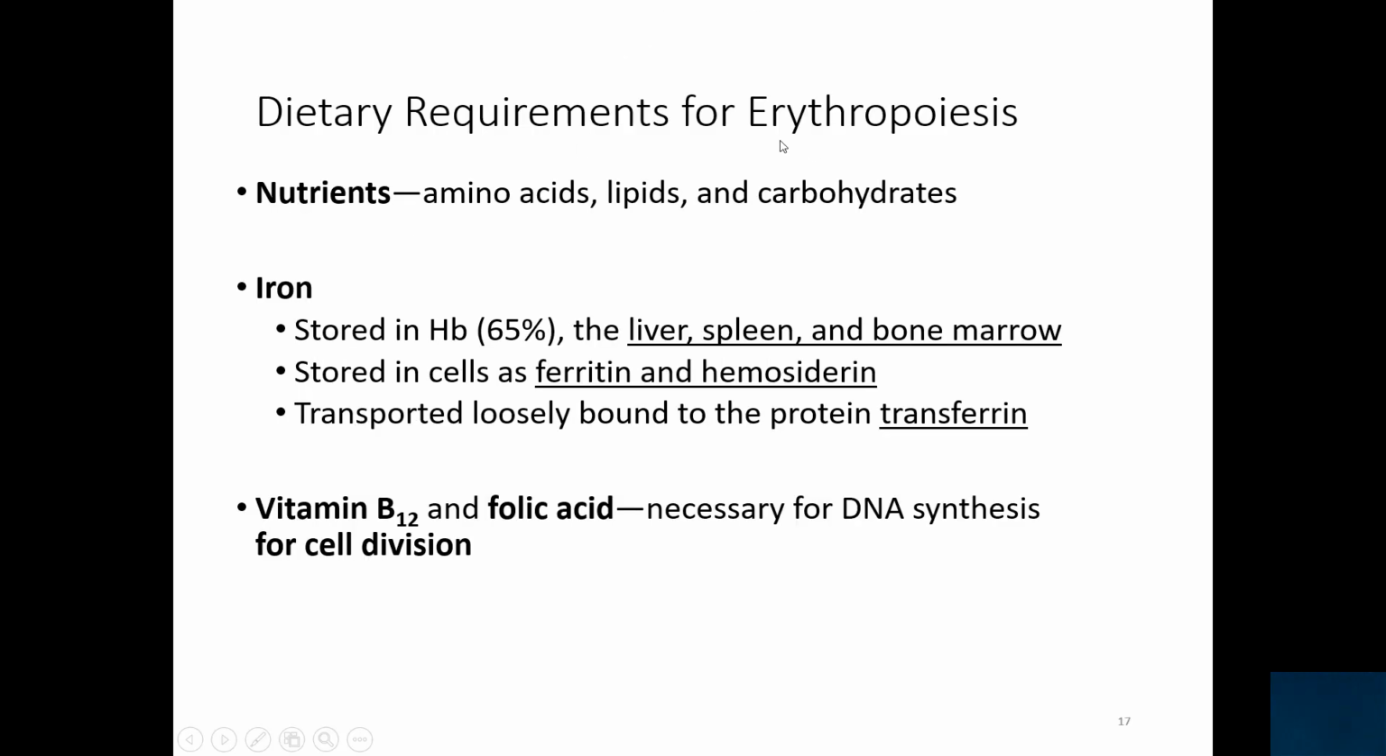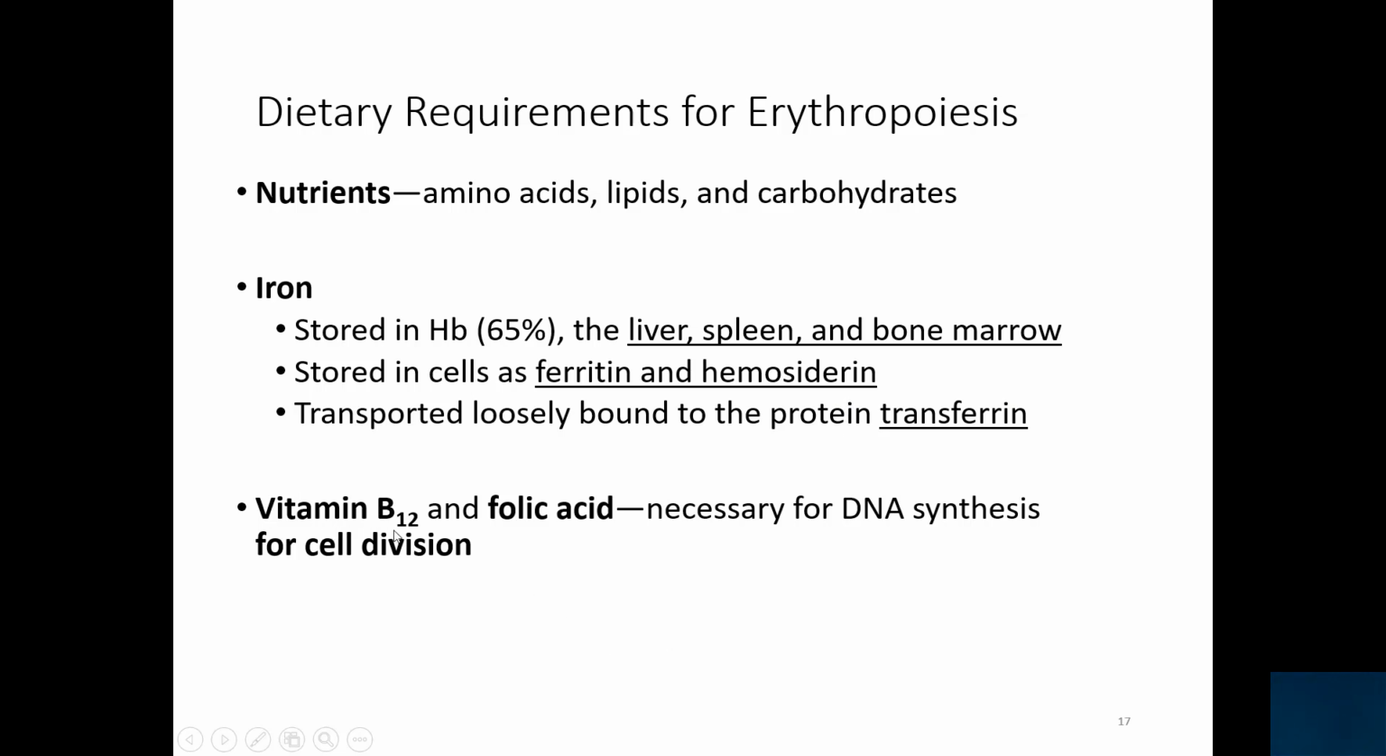What is necessary for production of red blood cells? Nutrients: amino acids, lipids, and carbs. Also, iron is very important, and we have a lot of it. Most of it is inside red blood cells in hemoglobin, and inside the liver, spleen, and bone marrow. Inside regular body cells it is called ferritin and hemosiderin. And it's also transported loosely bound to a protein called transferrin. We'll talk about it a little bit later.